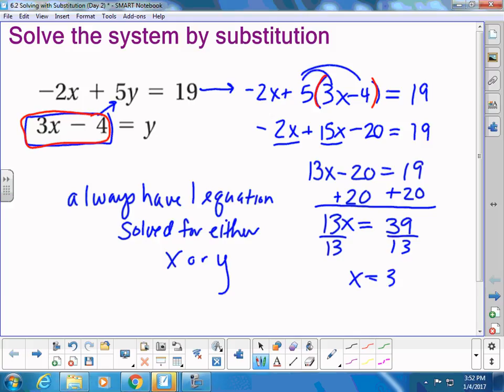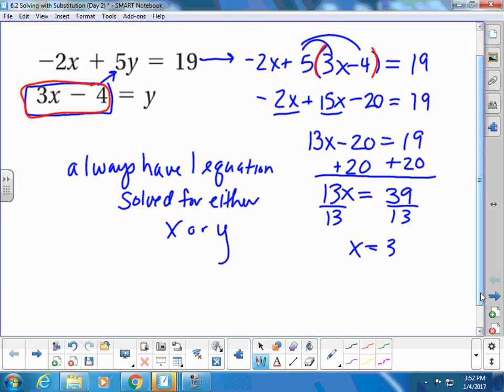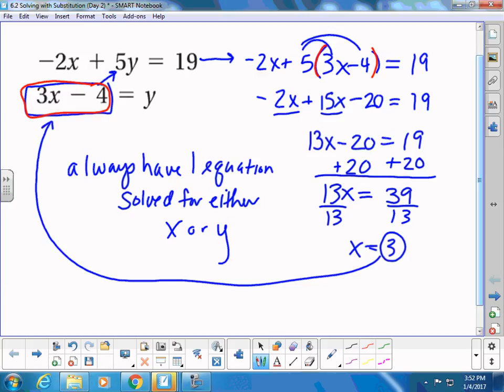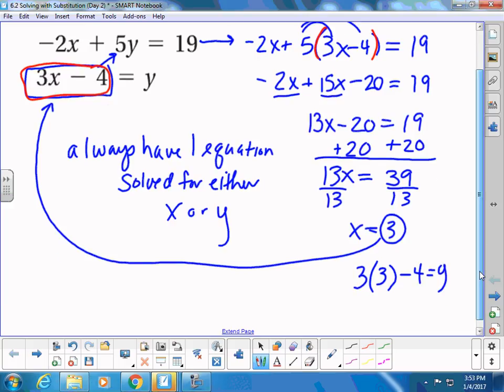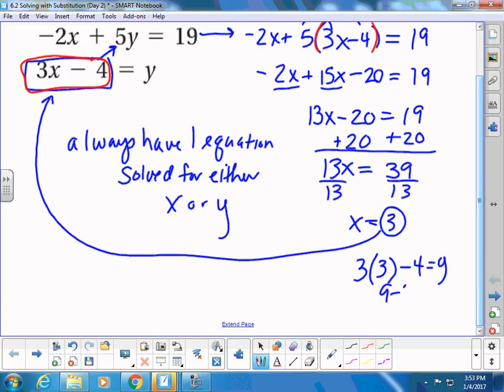So again, we still have to find y, but we're going to take that 3, and now we're going to substitute that in. I'm going to put it right there. So I'm going to write 3 times the 3 that I'm substituting in, minus 4, and that's going to equal my y. So 9 minus 4 equals my y, so y has to be 5. So I'm going to try that. Remember, our answers are ordered pair, so my answer is 3 from the x, 5 from the y.